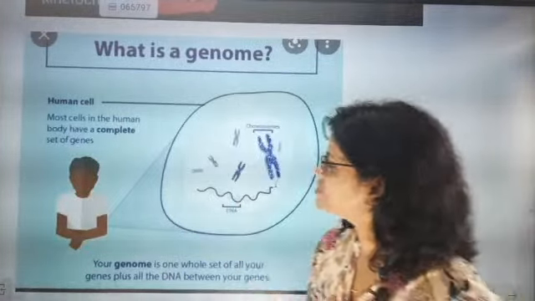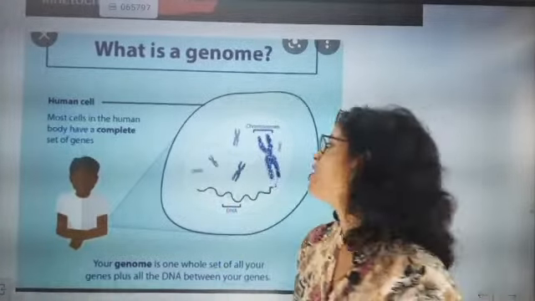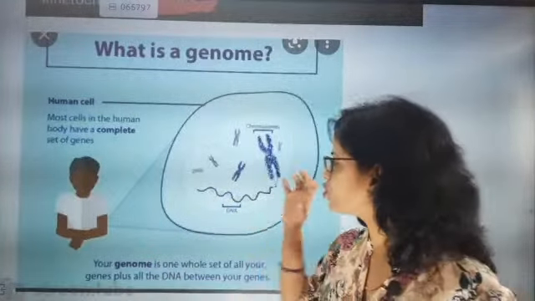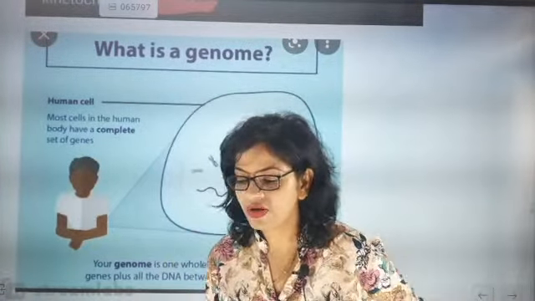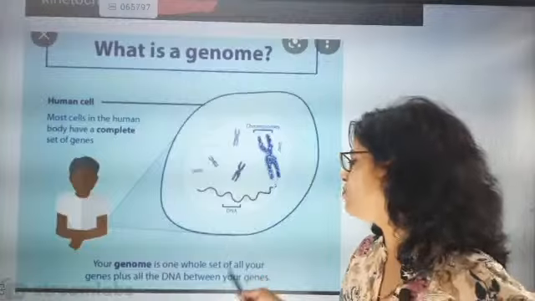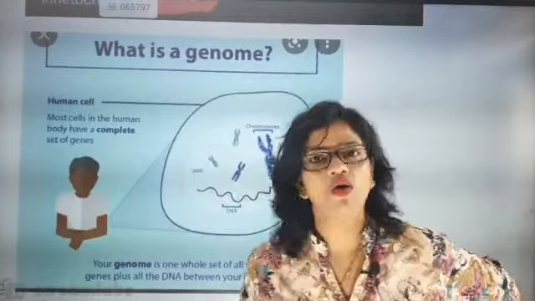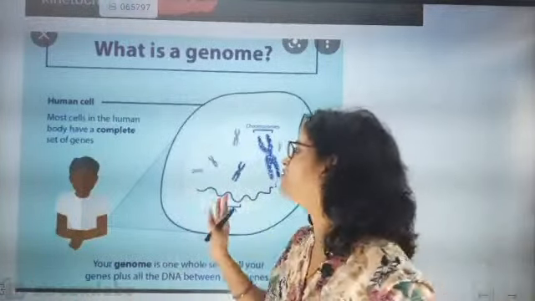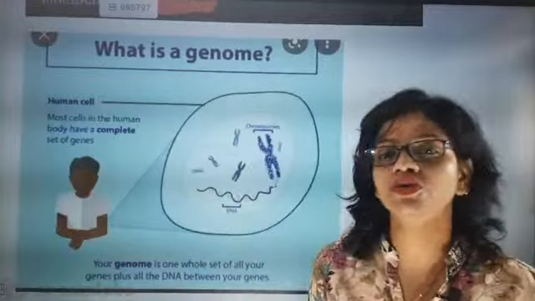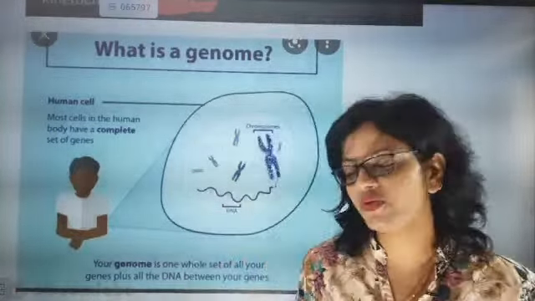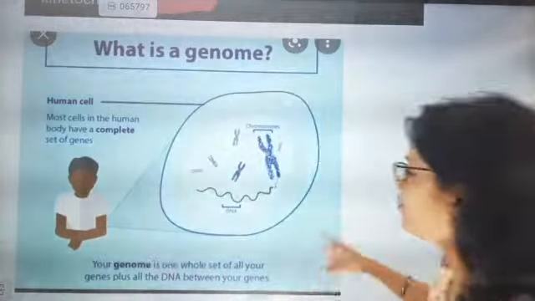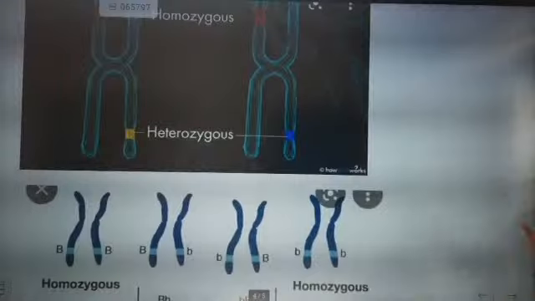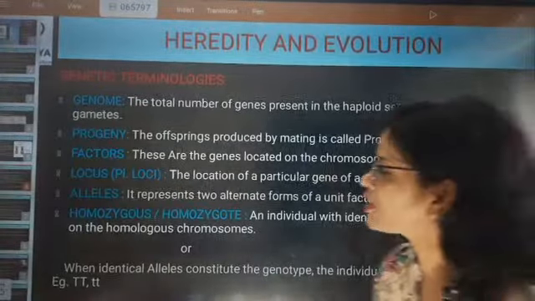Now look here. When somebody talks about genome type, it means the total number of genes present on a chromosome, and that is called the genome. That means genome is one whole set of all genes plus DNA present. But one thing is that it is not diploid. We are only talking about haploid. Fine.